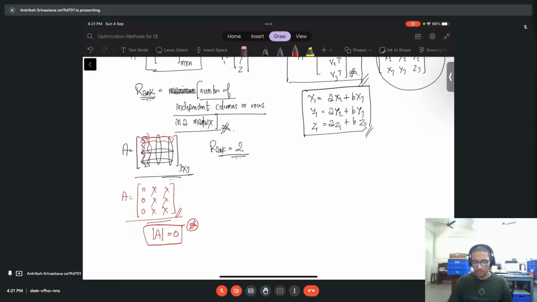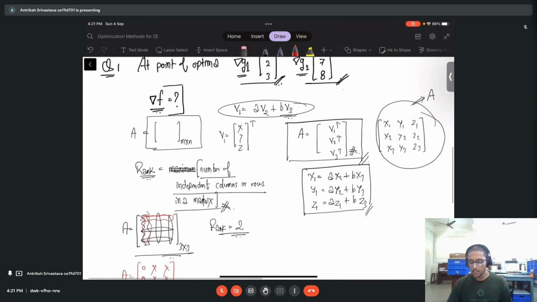So coming back to our original question, what will be the determinant of this matrix if one vector can be expressed as a linear combination of the other two? 0, sir.